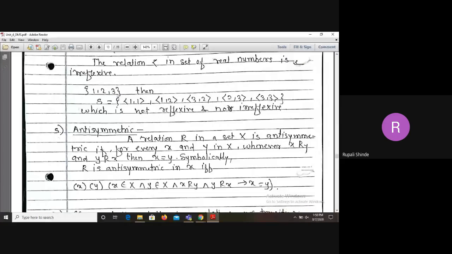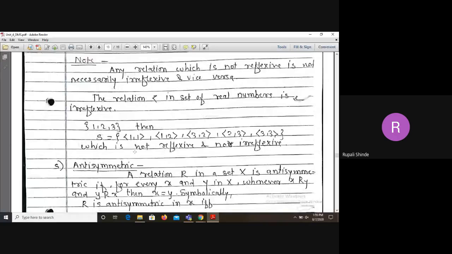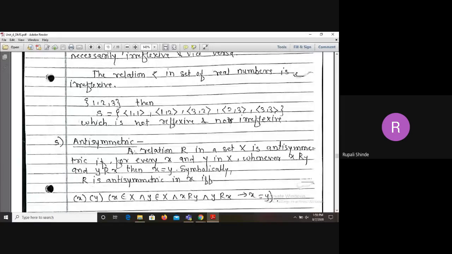But if you consider the example of the ordered pair (1,1), here the ordered pair (1,1) is there. If you take the reverse of this ordered pair, again you will get (1,1) only. That's why here we can say that 1 is equal to 1. So this is an antisymmetric relation. Likewise we have to think about this antisymmetric property. All these properties are for binary relations.